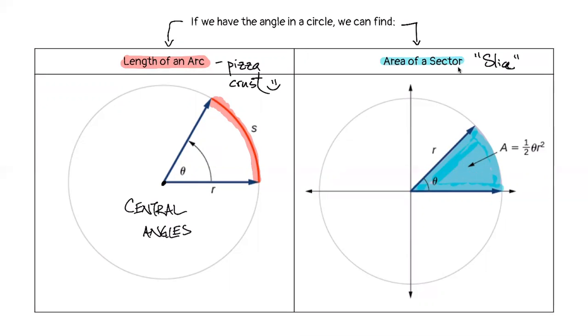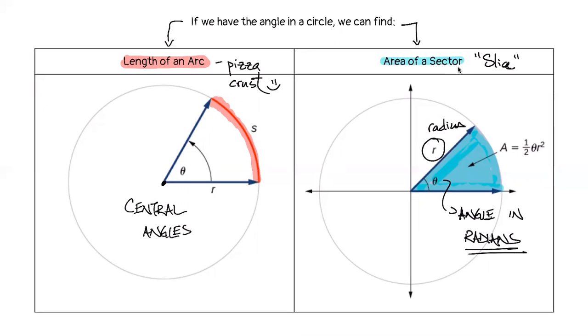And this one has a formula, A equals 1/2 times theta times r squared, okay? Where r is nothing more than the radius, and theta is the angle. But I want us to be really careful here. It's the angle in radians, okay? So in order to use this formula, we need to make sure that we have an angle measure in radians and we have the radius.